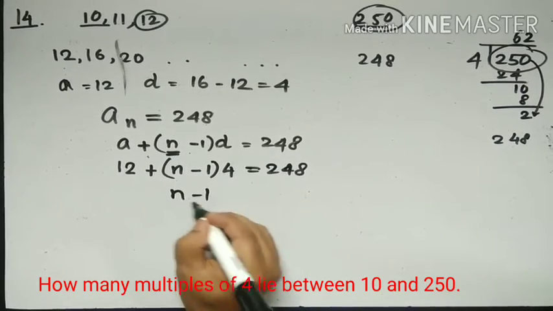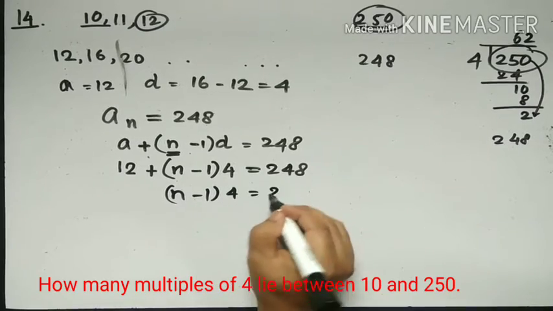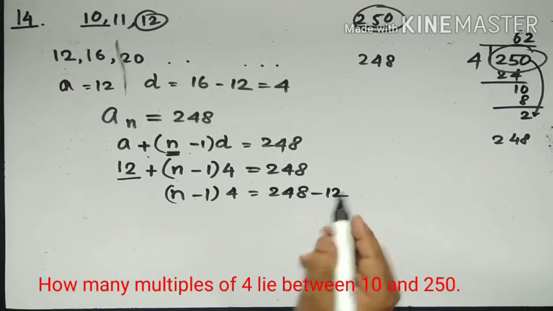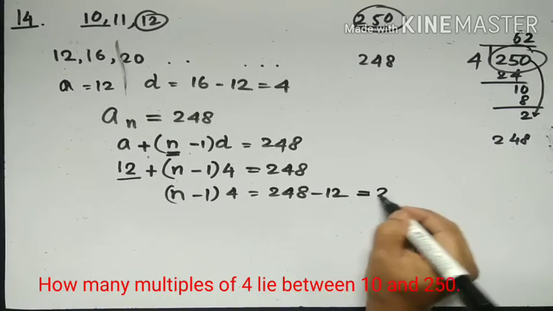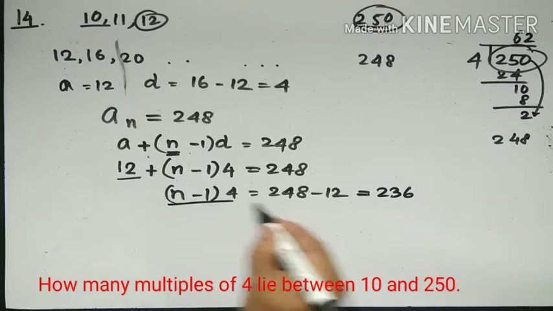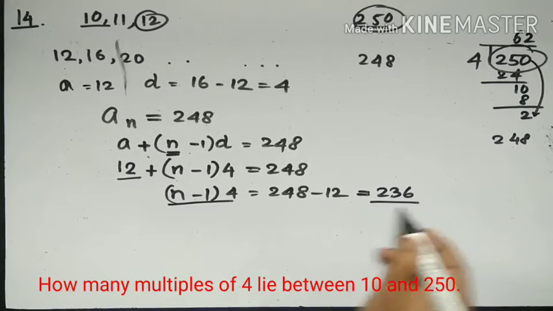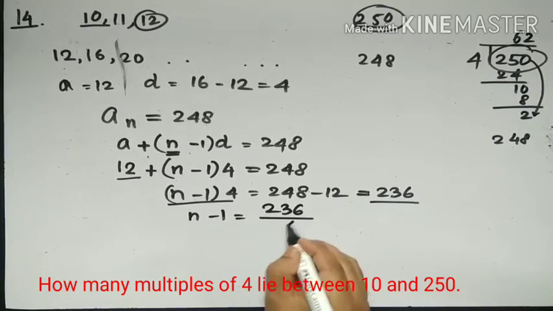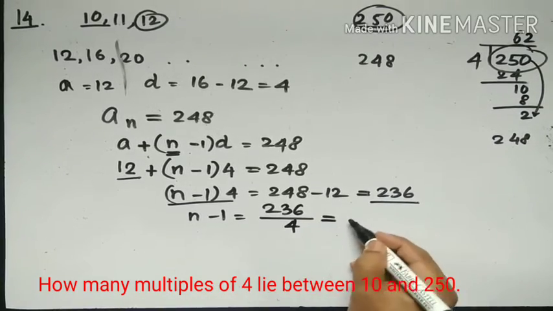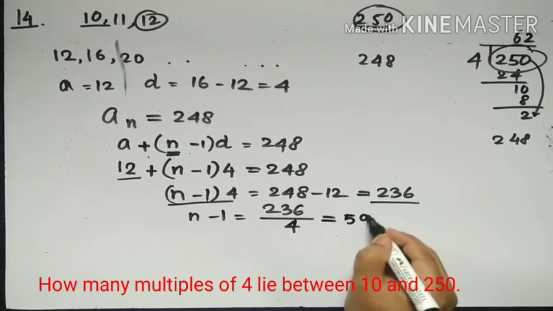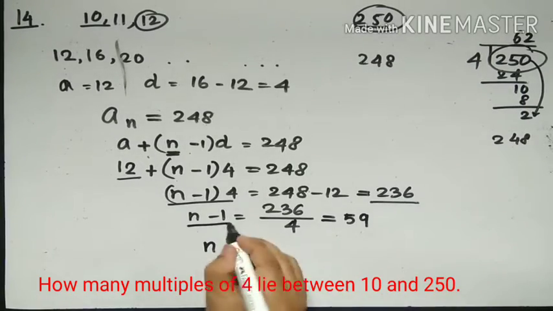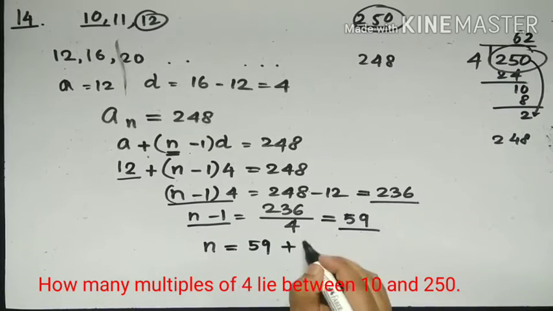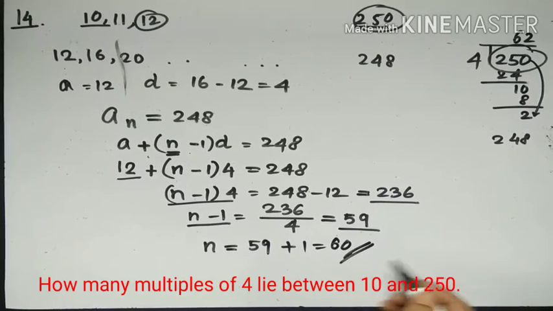Now n minus 1 into 4 equals 248 minus 12. So 12 will come to this side, so it will be minus 12. So the answer will be 236. So n minus 1 into 4 is 236. So n minus 1 equals 236 divided by 4. What will be the value? 4 5s are 20, 4 9s are 36. So n minus 1 equals 59. That means n equals 59 plus 1, which equals 60.